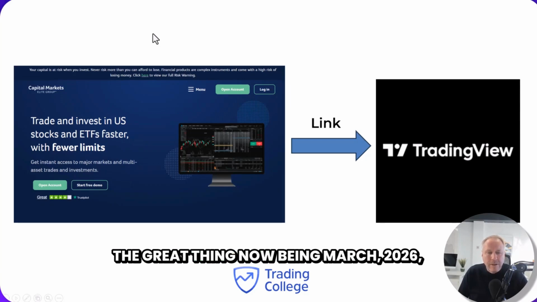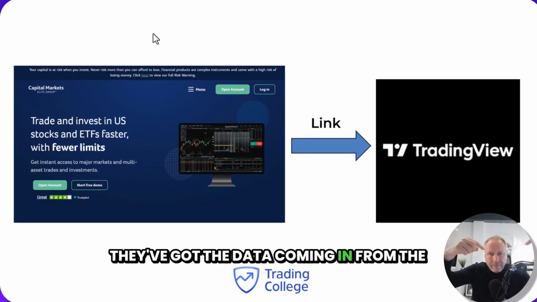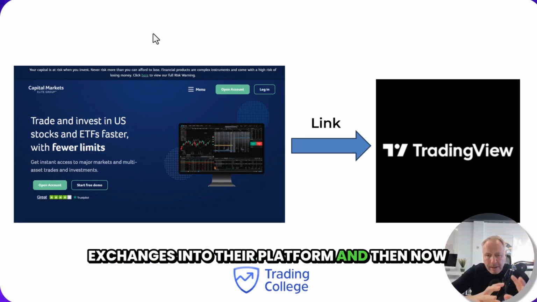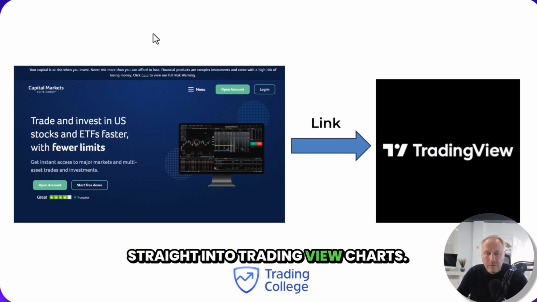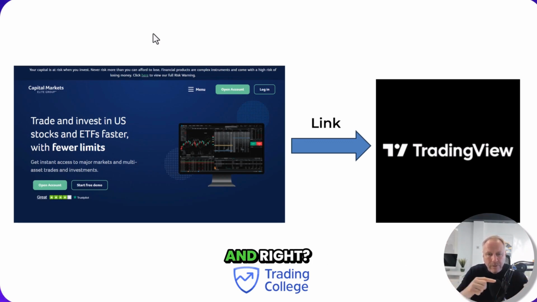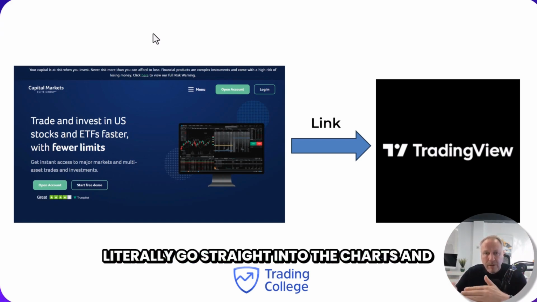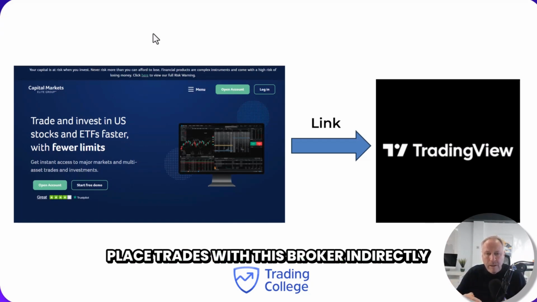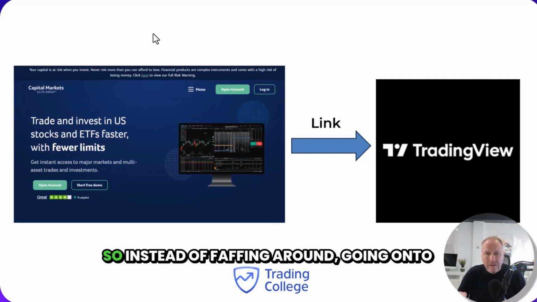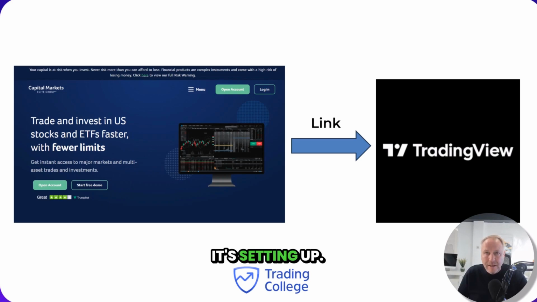The great thing now, being March 2026, is that Capital Markets now have their price feed. They've got the data coming in from the exchanges into their platform, and now straight into TradingView charts. So instead of that level 2 and level 1 thing on the left and right, I can now ignore that in a way, and go straight into the charts and place trades with this broker directly in the charts. Instead of faffing around on another screen, I can just click that position in the charts as it's setting up.